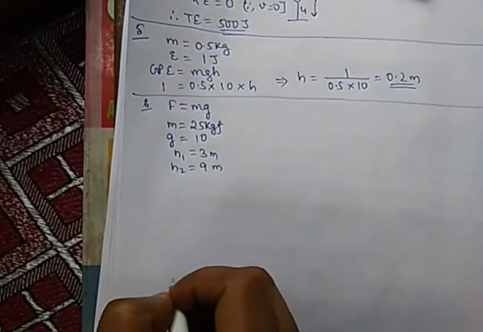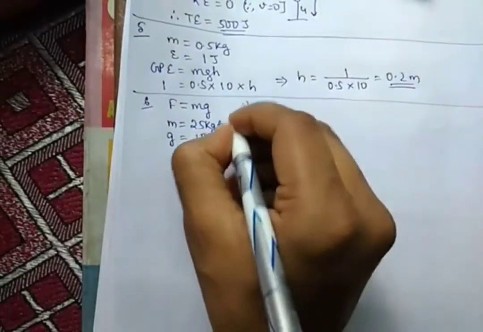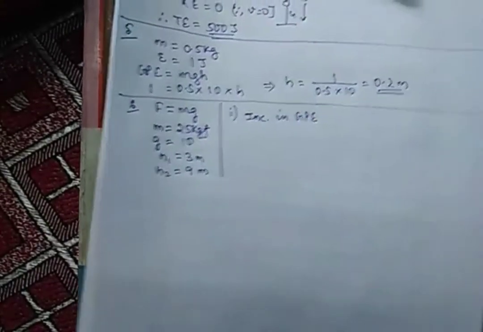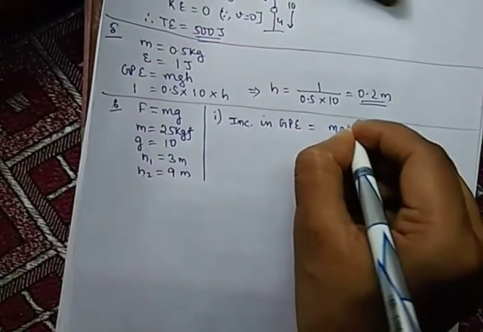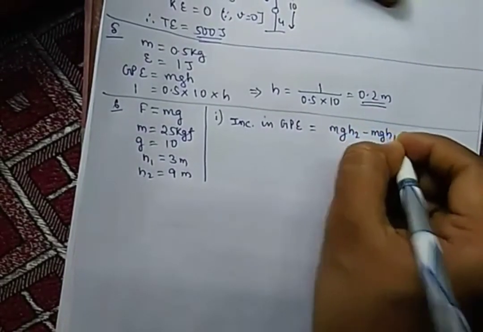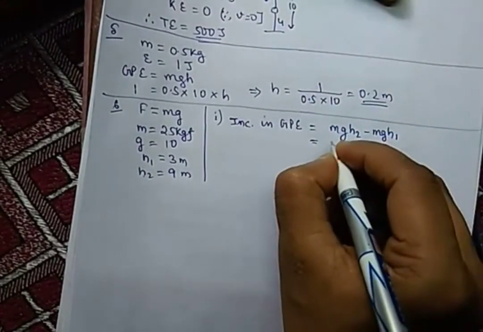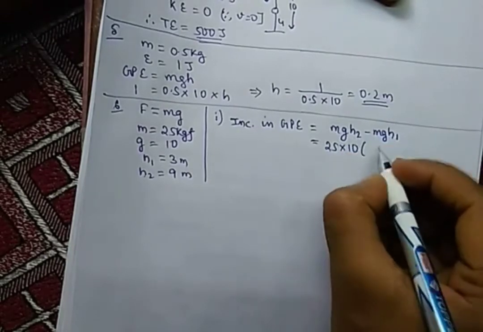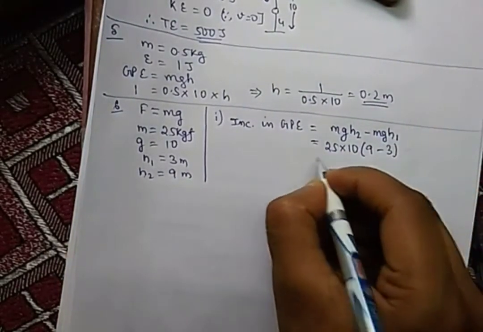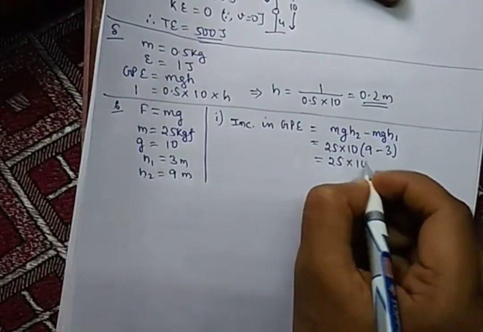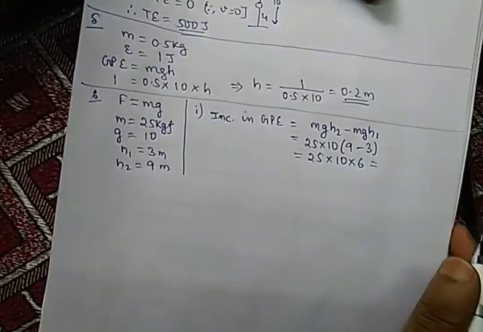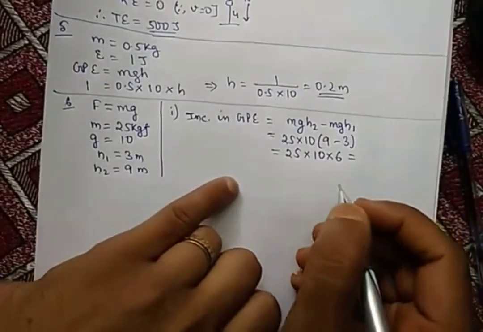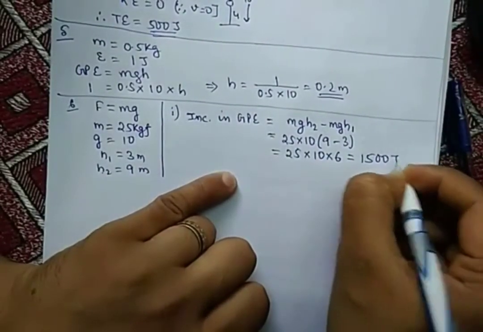Okay, so increase in gravitational potential energy, that will be mgh2 minus mgh1. Simple. So mass and g, that is 25 into 10, will be common. h2 is 9 minus height, that is 3, that is 25 into 10 into 6. So it will come 1500 joule.